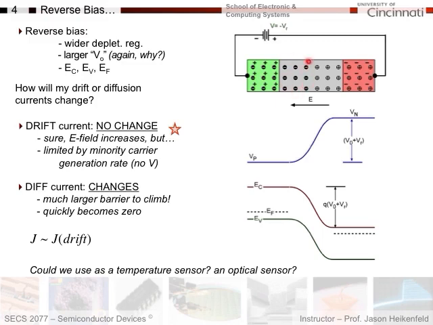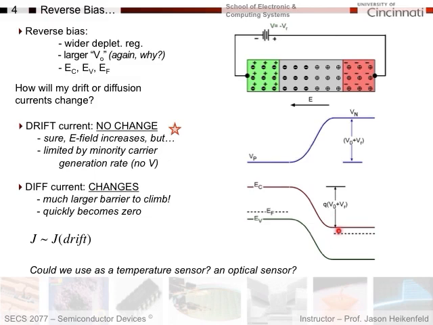So if I have more contact potential, then I have to have more charges to create that contact potential, and my depletion region has to increase in width. Again, the bands have to shift. I put negative voltage here, which moves my bands up, right? And so my Fermi levels no longer line up, and now I've got a huge barrier here. And so let's ask ourselves the same question: how do my drift or diffusion currents change?